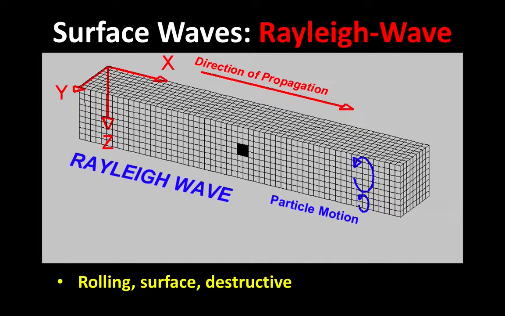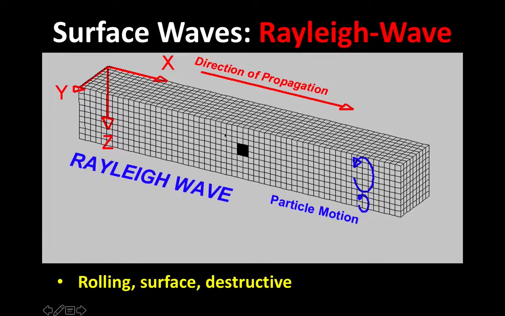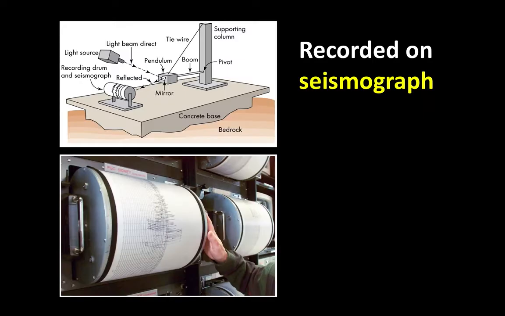And notice it's got actually a backward motion as it moves along like this. All right, so it's moving along like that. It's a weird backward motion. Here it comes. There's a Rayleigh wave. So these are two examples of surface waves. Again, there are tons of these. These are the slowest by far and also the most destructive.